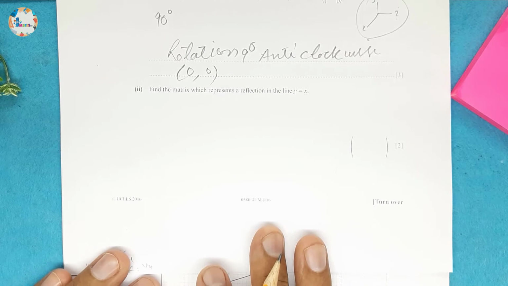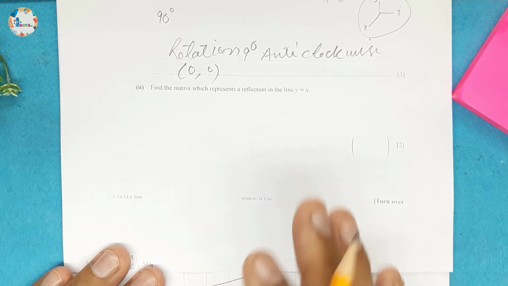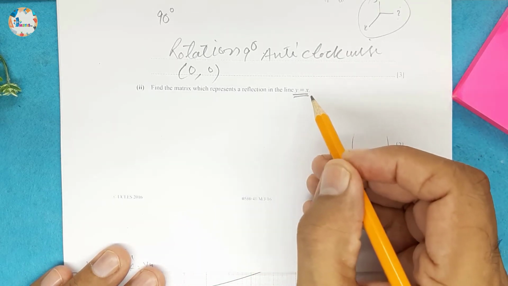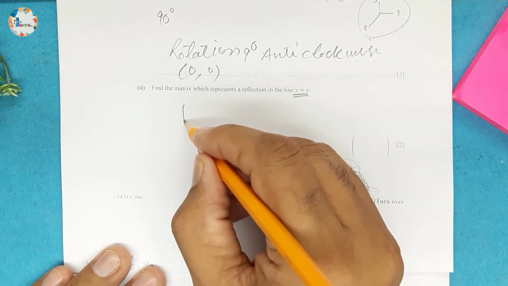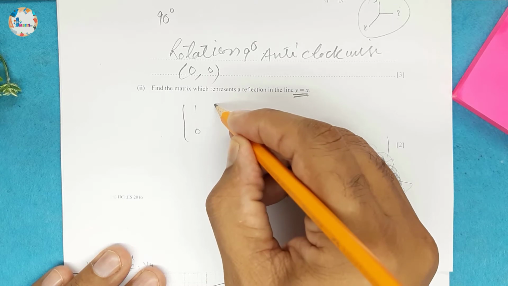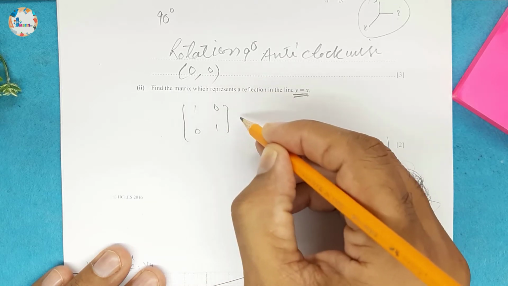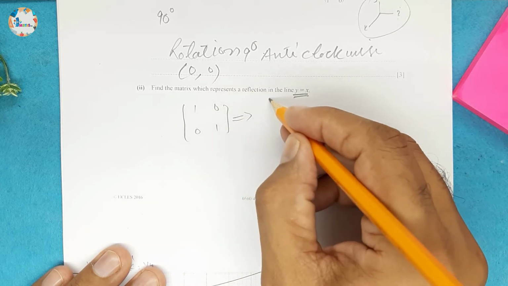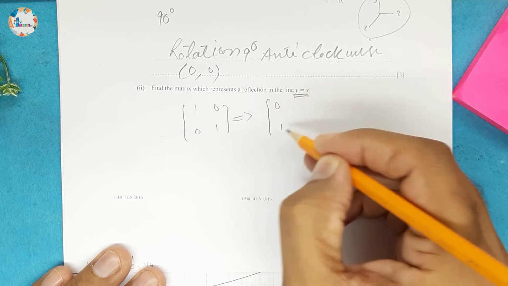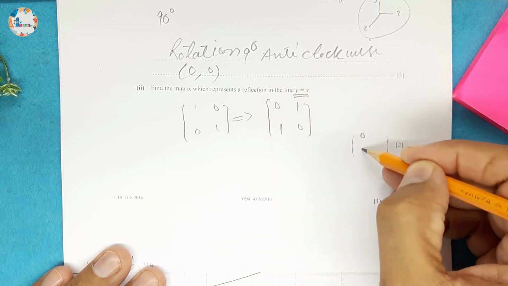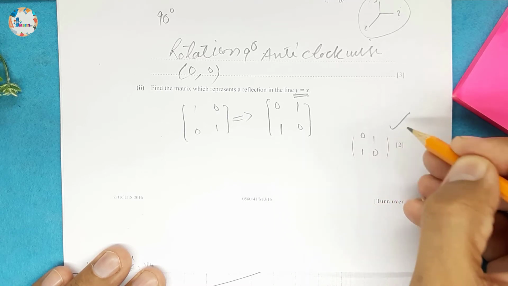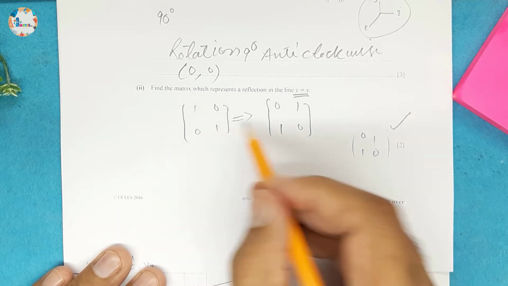Find the matrix which represents a reflection in the line y is equal to x. So y is equal to x, basically the normal identity matrix will be shifted to this one, 0, 1 and 1, 0. This will be our answer, 0, 1, 1, 0. This is basically the answer for this. This will be shifting to this.